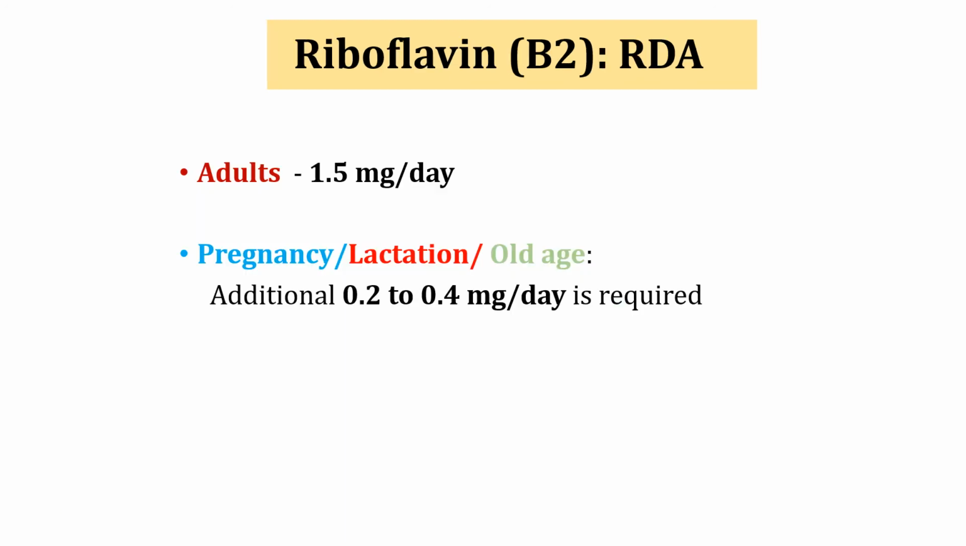Recommended dietary allowance of riboflavin. The daily requirement in adults is around 1.5 milligram per day, while the requirement increases in pregnancy, lactation and old age by 0.2 to 0.4 milligram per day.